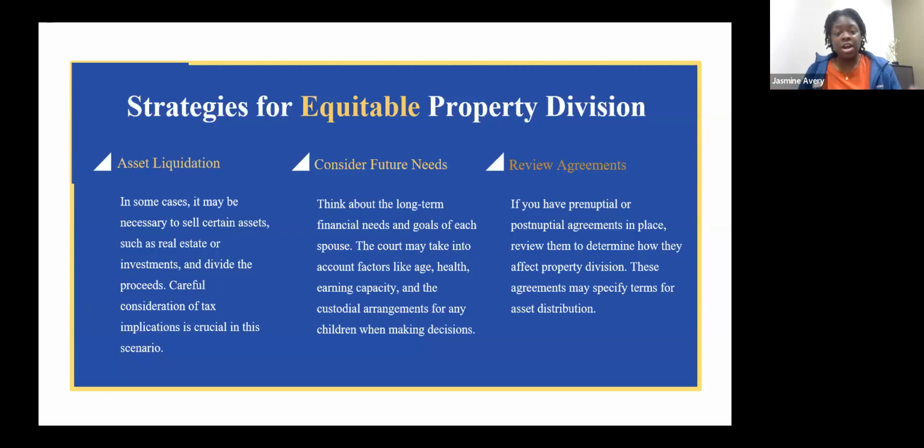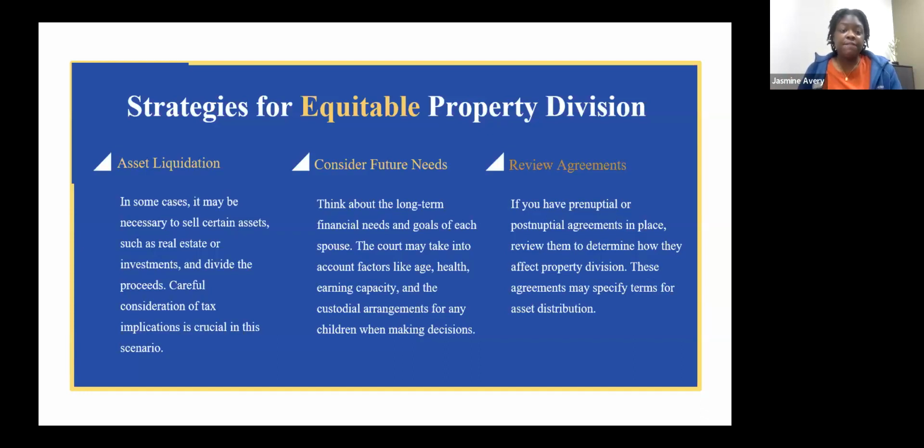And so a lot of times when we talk about dividing that up, it could mean selling it. It could mean transferring it. Investments or stock accounts that you have may need to be liquidated or sold in order to divide them up. And so you just want to make sure that you're considering those tax implications as well, especially for retirement accounts too.